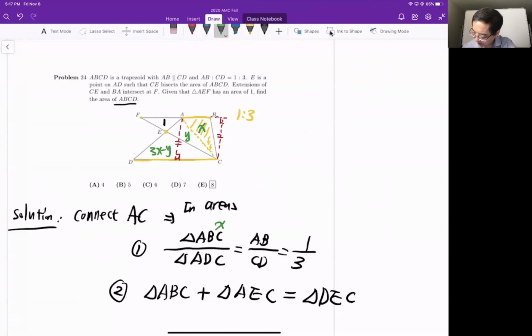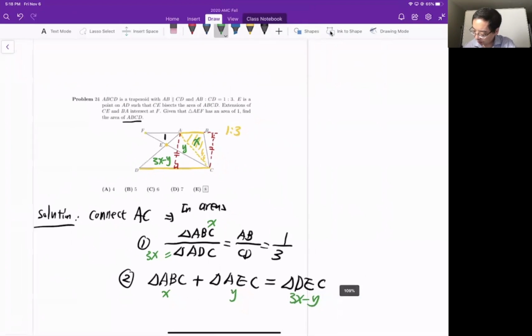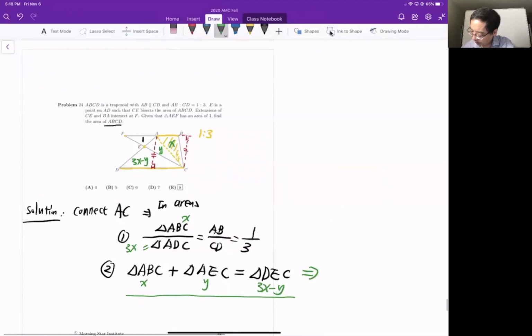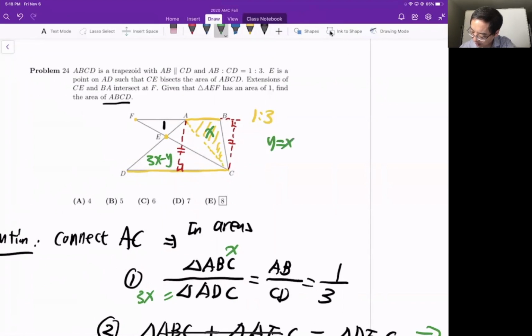If this one is X, then this is 3X. This is X. This one will just be AEC, this is Y, okay? And this one will be 3X minus Y, right? All right, and then we know X plus Y is 3X minus Y. From here, we quickly get Y is the same as X. So I can replace the Y just by X. This part will be just 2X.